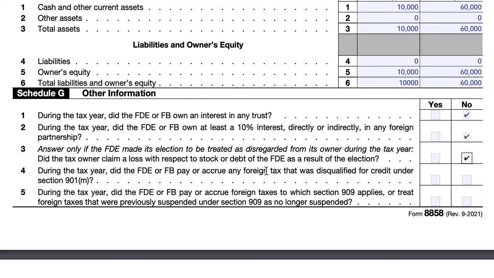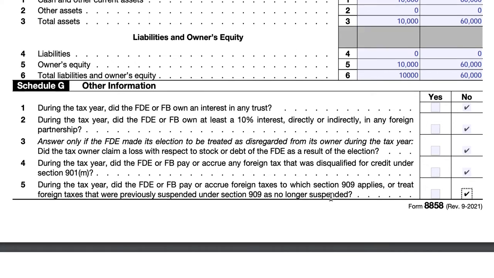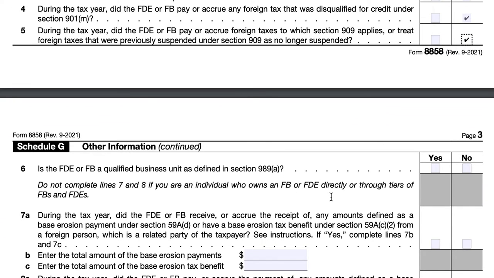Did we pay any foreign tax that was disqualified for credit? We're going to say no. Did we pay or accrue taxes to which Section 909 applies? We'll say no. Is the FDE or FB a qualified business unit as defined in section 989A?